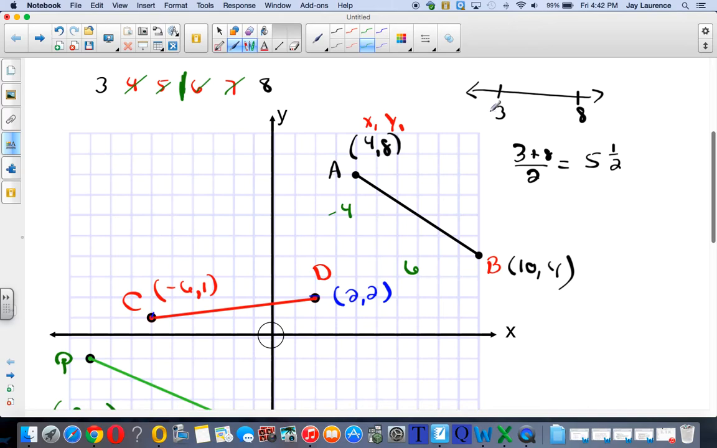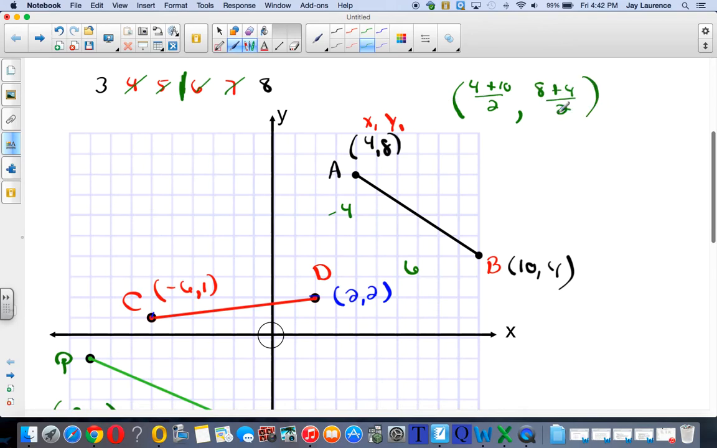Well, I like to average to find the middle, okay, if there's only 2 numbers. And so to find the midpoint, all I'm going to do is I'm going to average the x's. So I'm going to take 4 plus 10 and divide by 2. And then I'm going to average the y's. That'll be 8 plus 4 divided by 2.